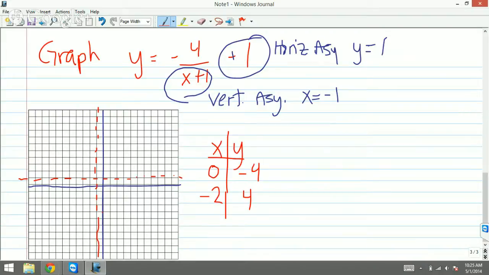That's not what I wanted to do. The vertical asymptote's -1. You just want to use a point on either side of it. I mean, it could be -1 and 3 if you wanted, but those are just the easiest ones. So your graph's going to look like this. Just a general sketch.